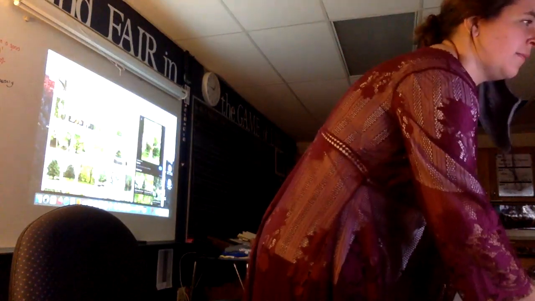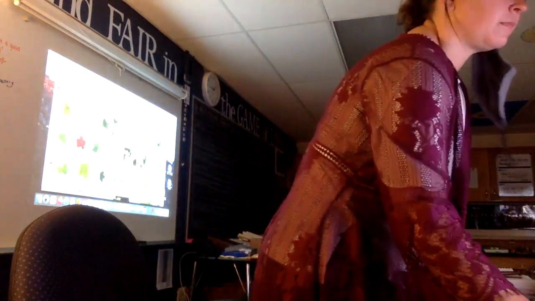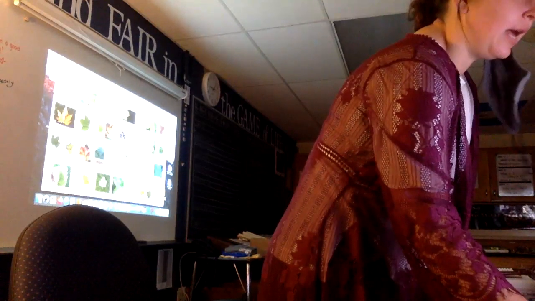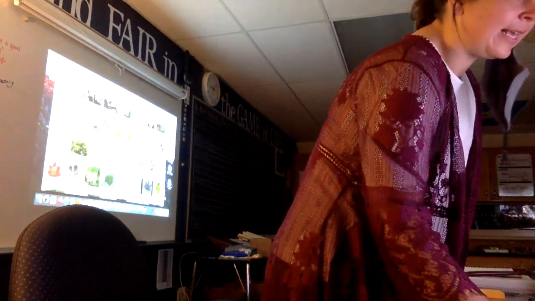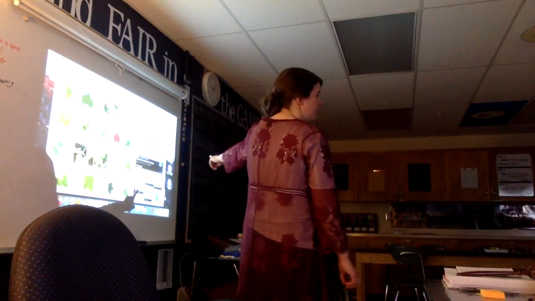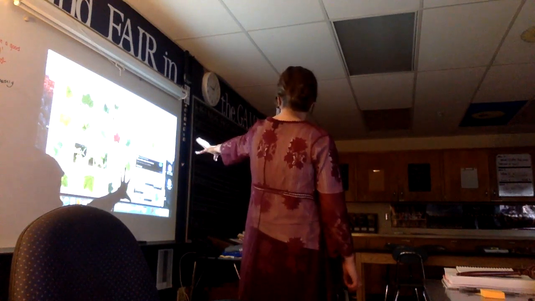Hold on, this is a good one. I love this one. I love it so much, guys. I can't even contain it. I love sycamores. Okay, so this is a sycamore leaf. What does a sycamore leaf look like? What other type of leaf? Huh? It looks a lot like a maple.